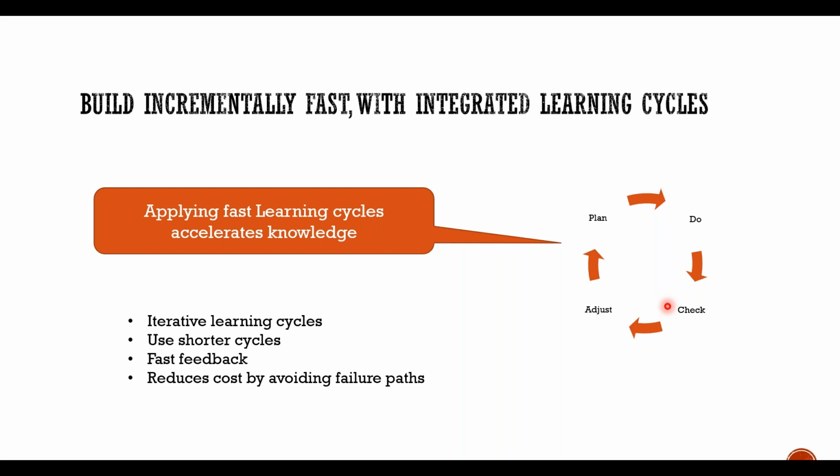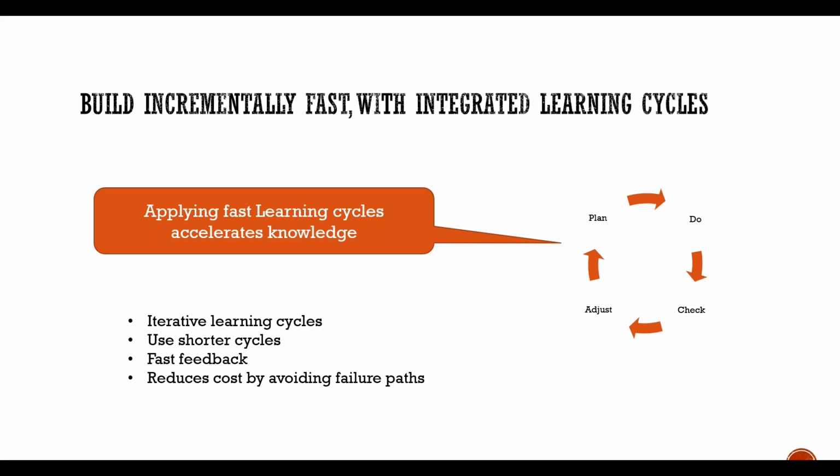So we build incrementally and we apply fast learning cycles, which help us learn better whether whatever experiment we have done even works for us or not. How do we do this? Plan, do, check and adjust by using iterative learning cycles. Our learning cycles are shorter cycles which help us give faster feedback, and these cycles reduce the risk of failures. We have seen this incremental approach in lean and agile development.